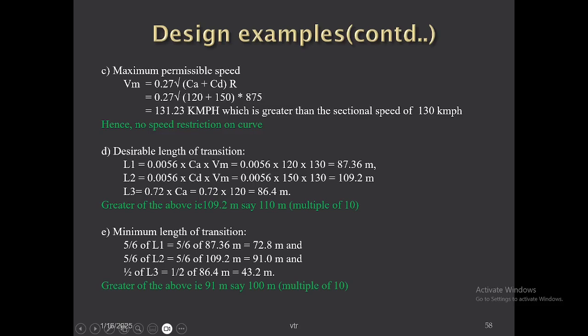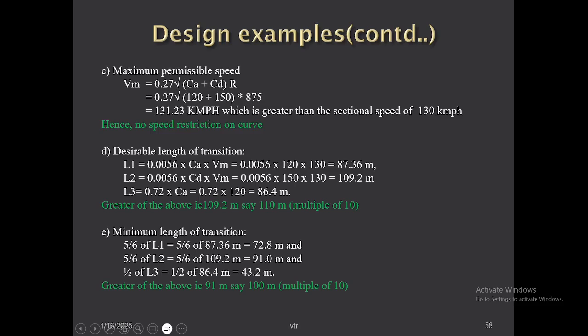And coming to the desirable length of transition, the problem asks for the desirable and minimum length. Already we have seen the three conditions, L1, L2, L3. L1 is based on the rate of change of actual cant, the second is the rate of change of cant deficiency, and the third is based on the cant gradient, which is 1 in 720. The first is 50 mm per second rate of cant, and the second is also 50 mm per second for cant deficiency.